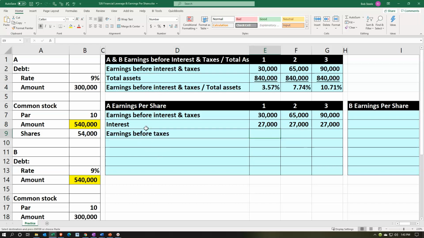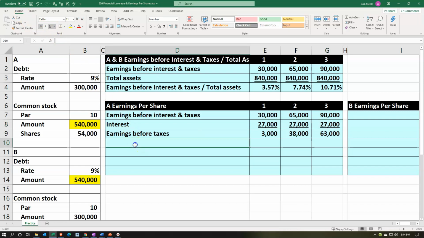So if we subtract those out, we're going to get the 30 minus the 27. We have a loss in the first, I'm sorry, we don't have a loss. We have the 3,000 earnings there. Then we have the 65 minus the 27. And then we have the 90 minus the 27. Put in an underline there. Obviously, as the income goes up, our after tax income is increasing as well. Home tab, font group, underline.